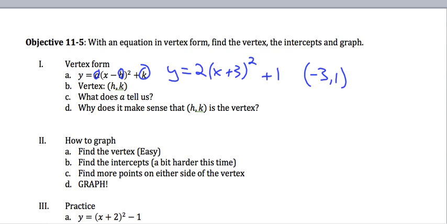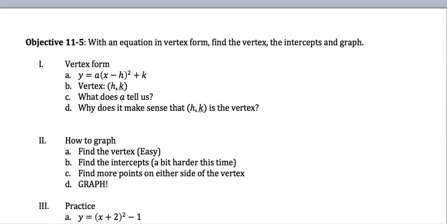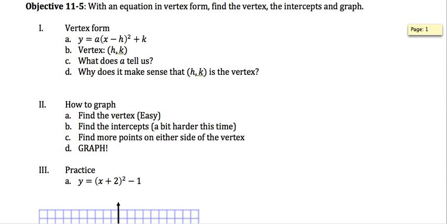There are two questions that I really want you to consider. I'm not going to discuss the answers here, but you can discuss those in your groups tomorrow or the next day, whenever everybody in your group has this done. Two questions. First, what does the a tell us? The a tells us something about the graph. What do you think it tells us?